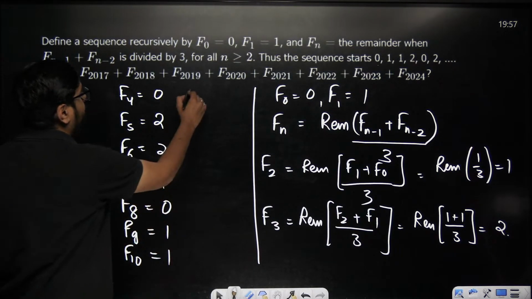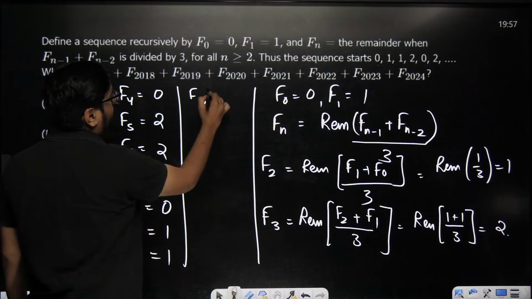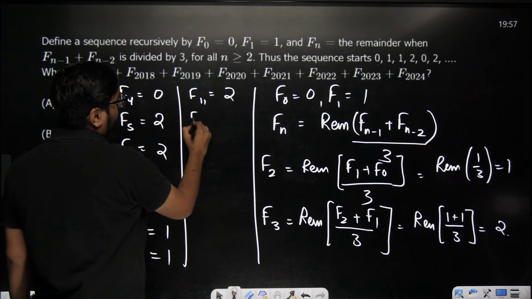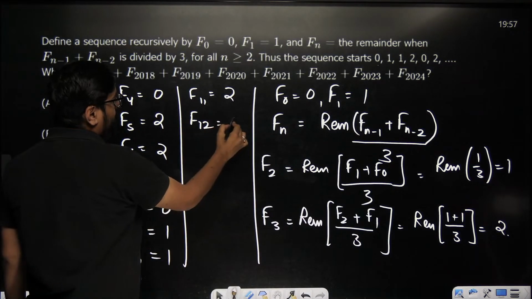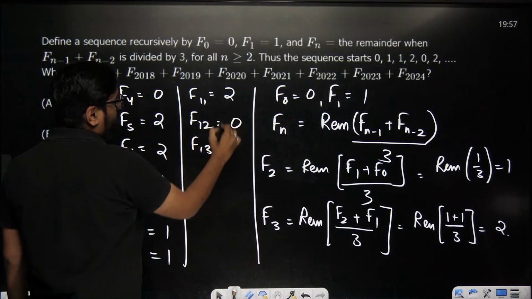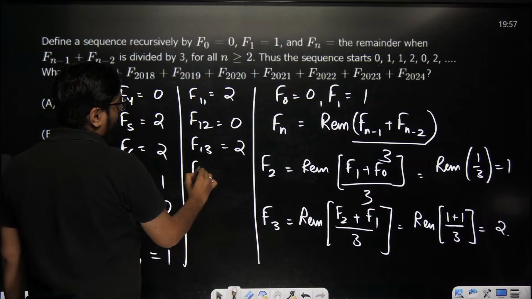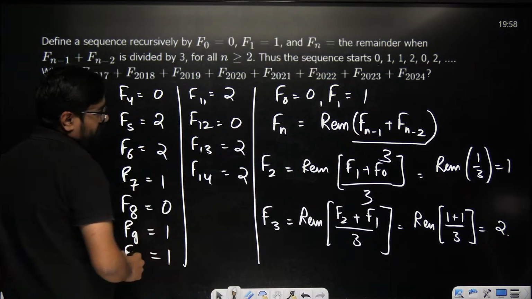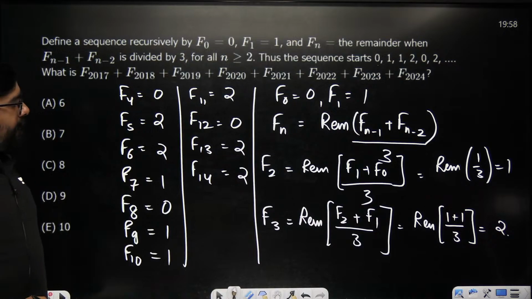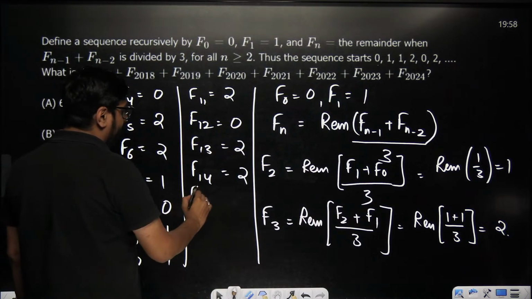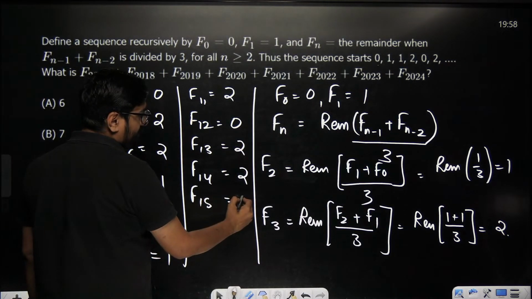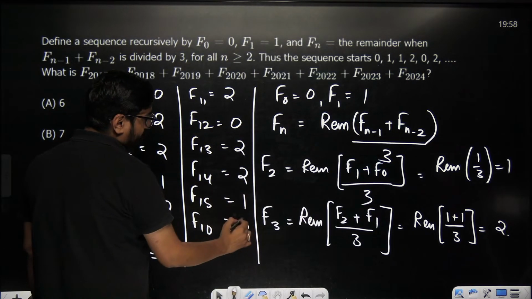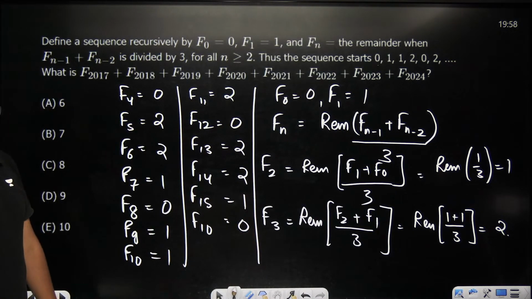Now again if you see f11, I am going to write some of the terms. 1 plus 1 divided by 3, remainder will be 2. f12, 2 plus 1 divided by 3, remainder will be 0. f13, 2 plus 0 divided by 3, remainder will be 2. f14, 2 plus 0 divided by 3, remainder will be 2. Correct? f15 will be what? 2 plus 2 divided by 3, remainder will be 1. f16, 1 plus 2 divided by 3, remainder will be 0. Now it has repeated. Now the things are repeating.